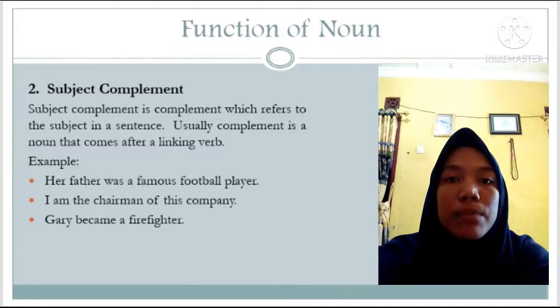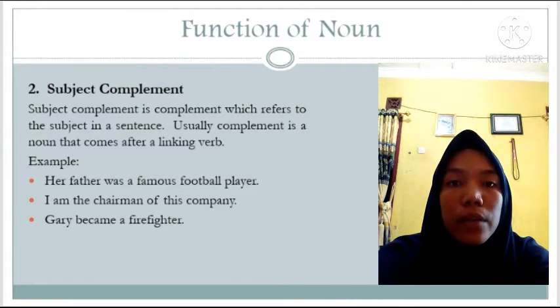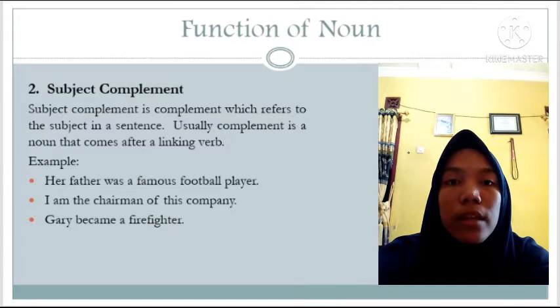The second, subject complement. A subject complement is a complement which refers to the subject in a sentence. Usually, the complement is a noun that comes after a linking verb. For example, the first: her father was a famous football player. The second: I am the chairman of this company. The third: Jerry became a firefighter.